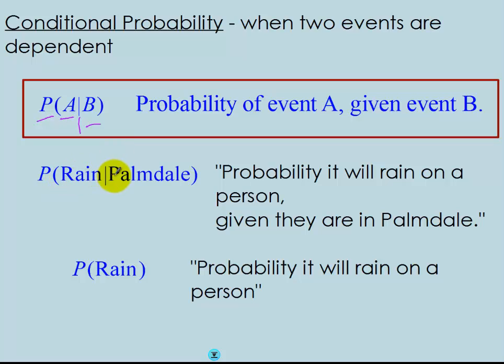So the way I'd say this probability here is the probability it'll rain on a person given that they are in Palmdale. And then there's also the idea of the probability it'll rain on a person. So these are different probabilities. One is it's rain on the person, it doesn't say where they're at, but if they're in Palmdale, that's a certain area, and there's a certain chance that it'll rain there, and that's different from the rest of the world. So with conditional probabilities, you're putting a condition on that probability.